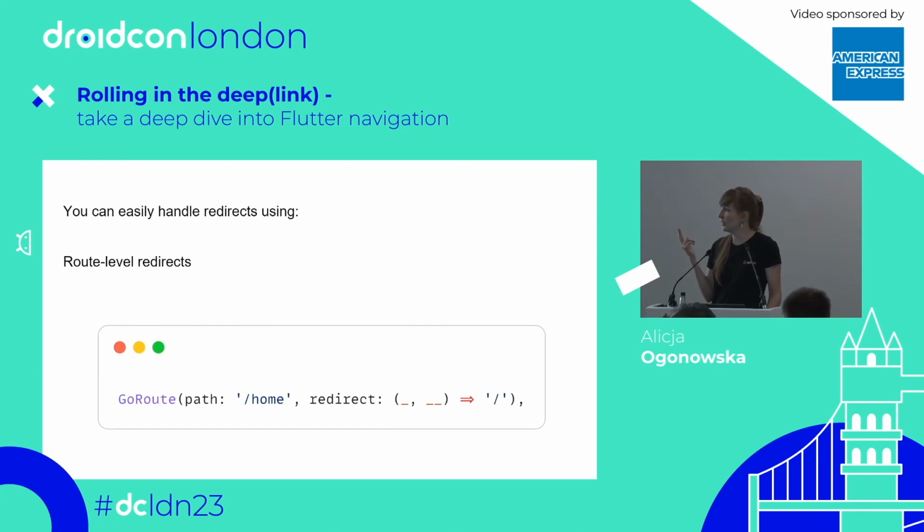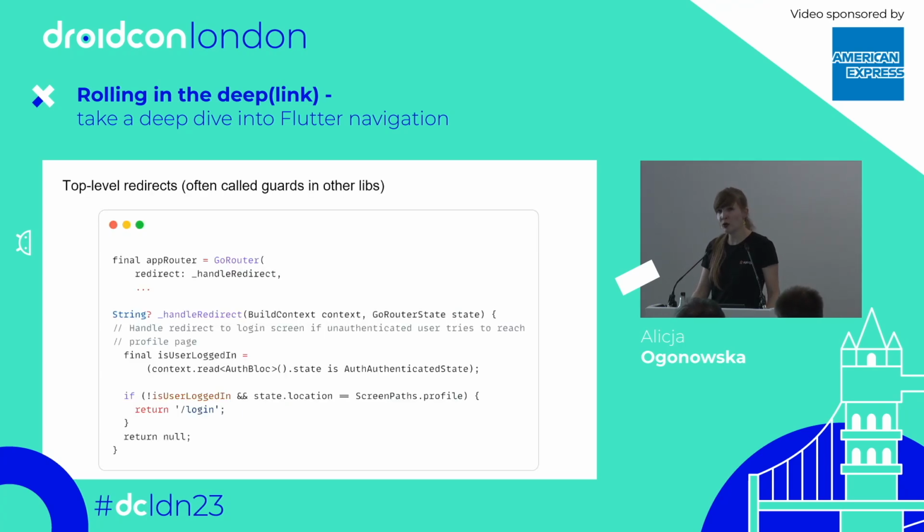We can also easily do redirects, and we can do that at the route level by just defining a route like here /home. For example, maybe our website has this URL, but in the app for us it's just our home with a simple slash. And also it is possible to do top-level redirects, which are often called guards in other navigation packages. For example, we want to prevent not-logged-in users from seeing the profile, because first they need to log in. So we can just say, no, you shall not pass. You need to log in first.